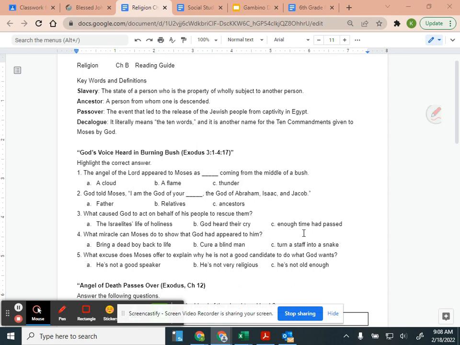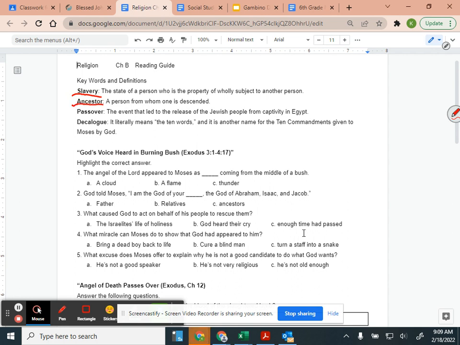First one is slavery. Slavery is the state of a person who is the property of and wholly subject to another person. So we learned about slavery with the Civil War that we read about in social studies. We've learned how the Jewish people were slaves in Egypt.